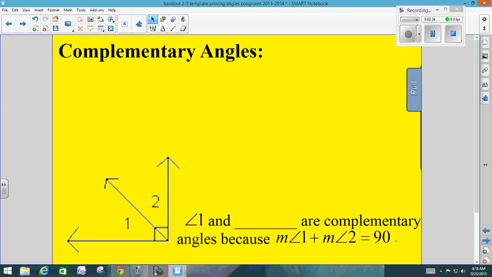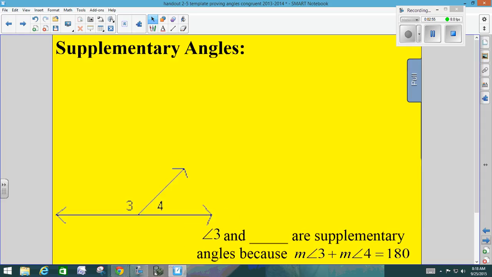How do we know in our picture that angle 1 and angle 2 are complementary? How do we know they add up to 90? Yeah, the right angle symbol, the little box here. Right angle symbol. Are 1 and 2 congruent? We don't know. It's not marked. Are they adjacent? Yeah, they're next to each other.